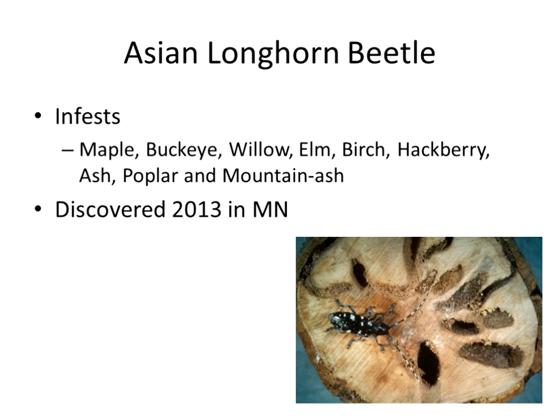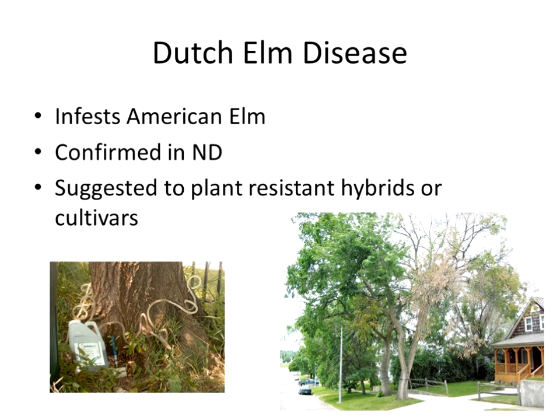Asian longhorn beetle. This is right on our doorstep as well. A lot of people haven't talked about this. It infests maple, buckeye, willow, elm, birch, hackberry, ash, poplar, and mountain ash. Fortunately for us, we don't plant many of those. But wait, we plant all of those. And it was discovered in Minnesota in 2013.